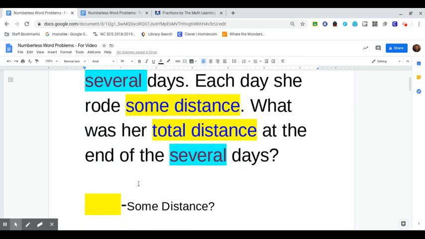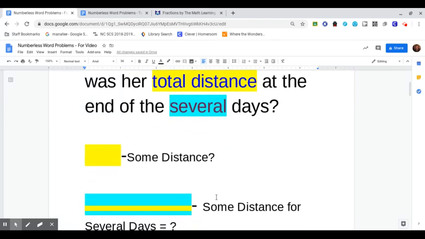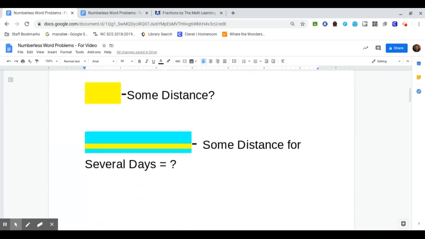So again, we know that she rode some distance for several days. If we were representing this with a bar model, we would take our some distance and put it into our larger bar for however many days she rode her bike. So if you said we're going to solve this using multiplication, you are correct. We are going to now be solving multiplication problems involving fractions, multiplying fractions that we've been working on. So we're going to tie that in with some word problems.